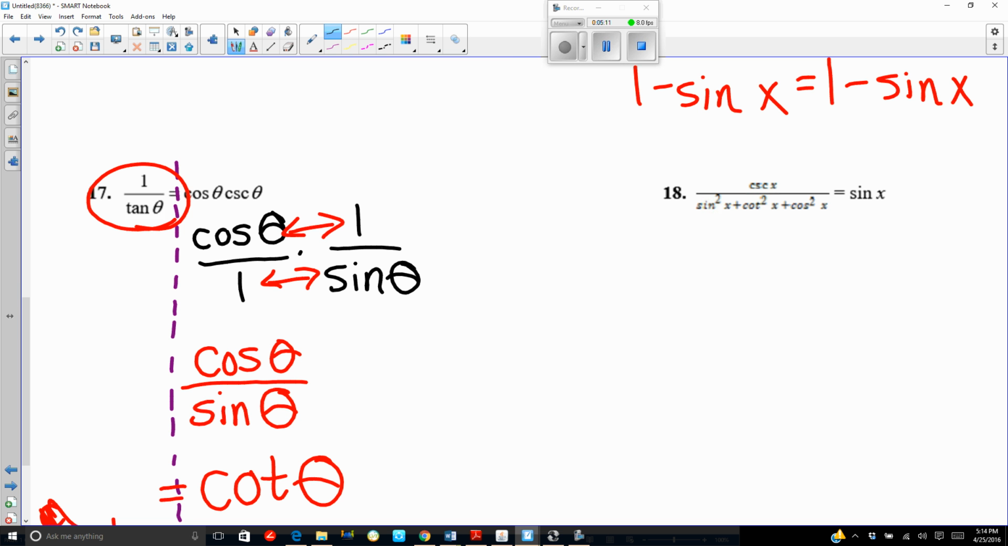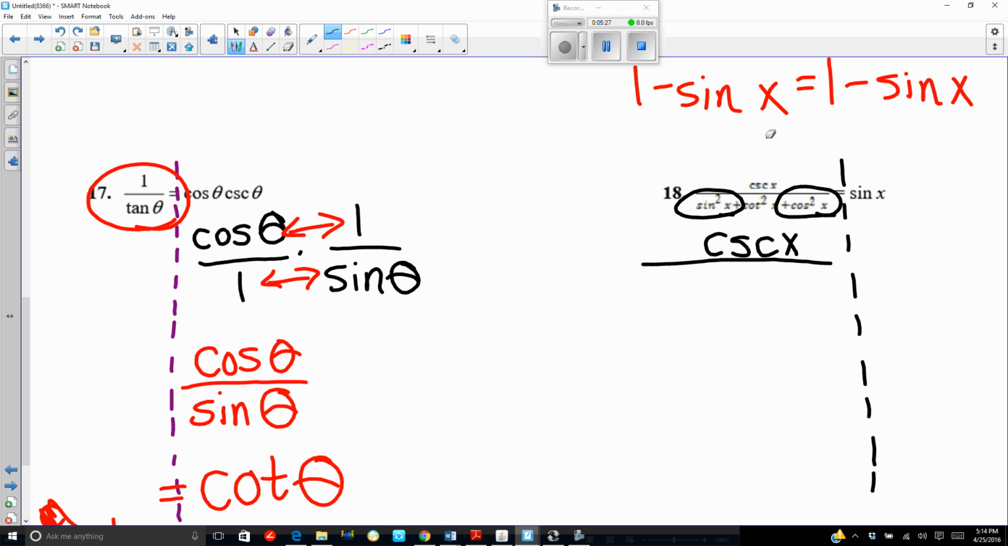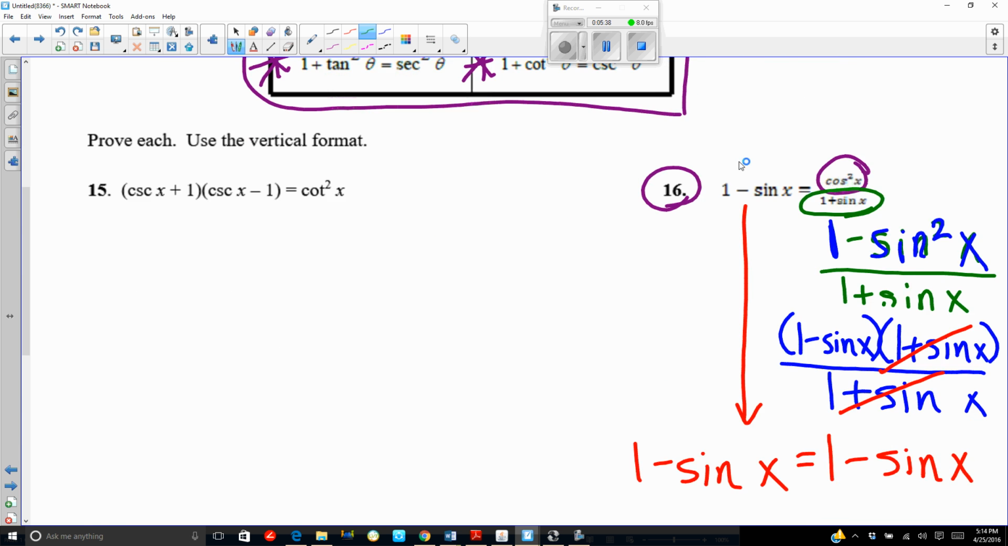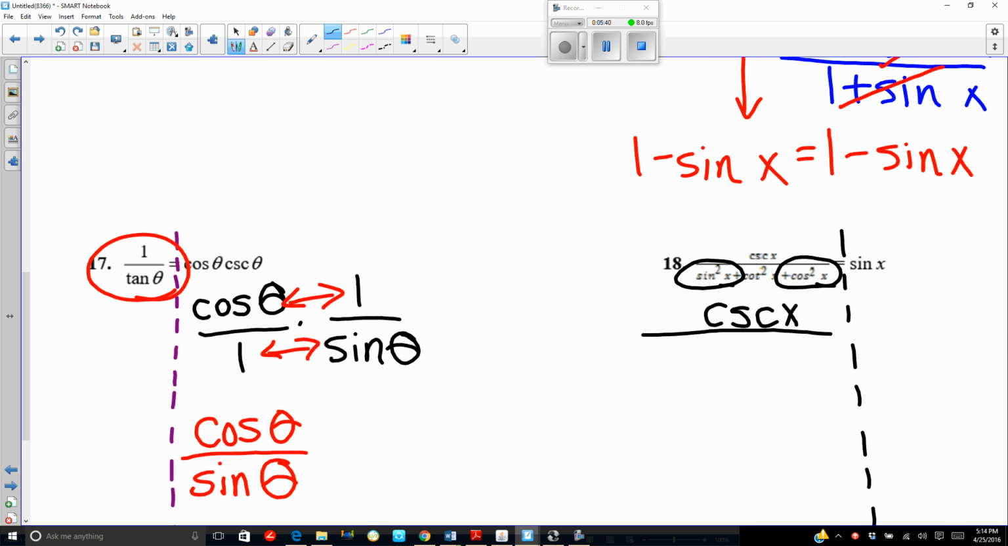But this one, and again, I think we did one similar to this the other day. I'm going to work on the left side. On the bottom, you should notice we've got a sine squared and we've got a plus cosine squared. So you look up here, that's this first identity, sine squared plus cosine squared equals 1. So I'm going to replace sine squared plus cosine squared with a 1, but we've still got a plus cotangent squared in there.